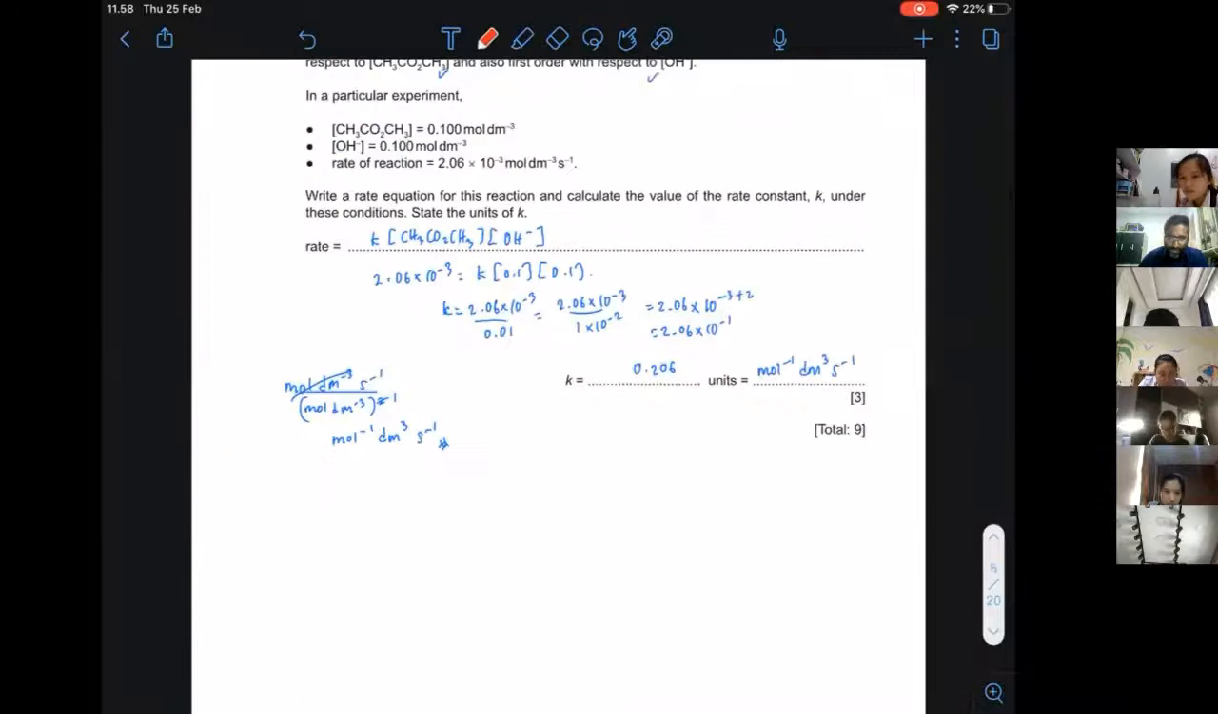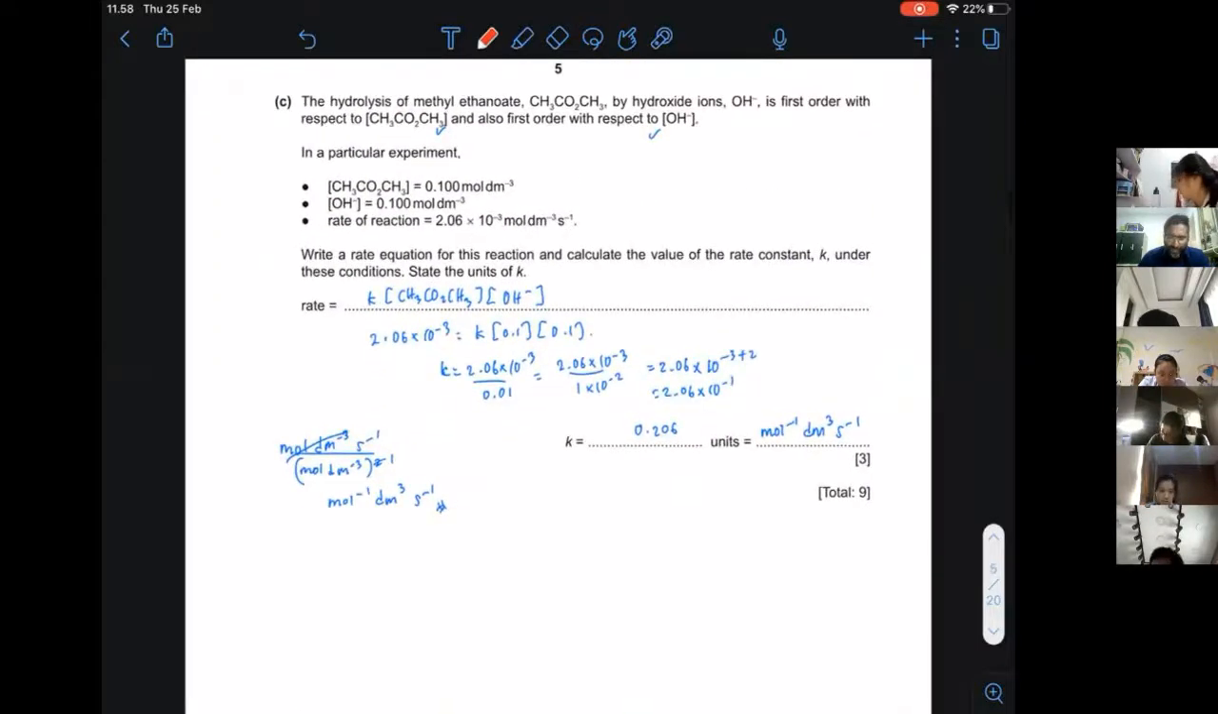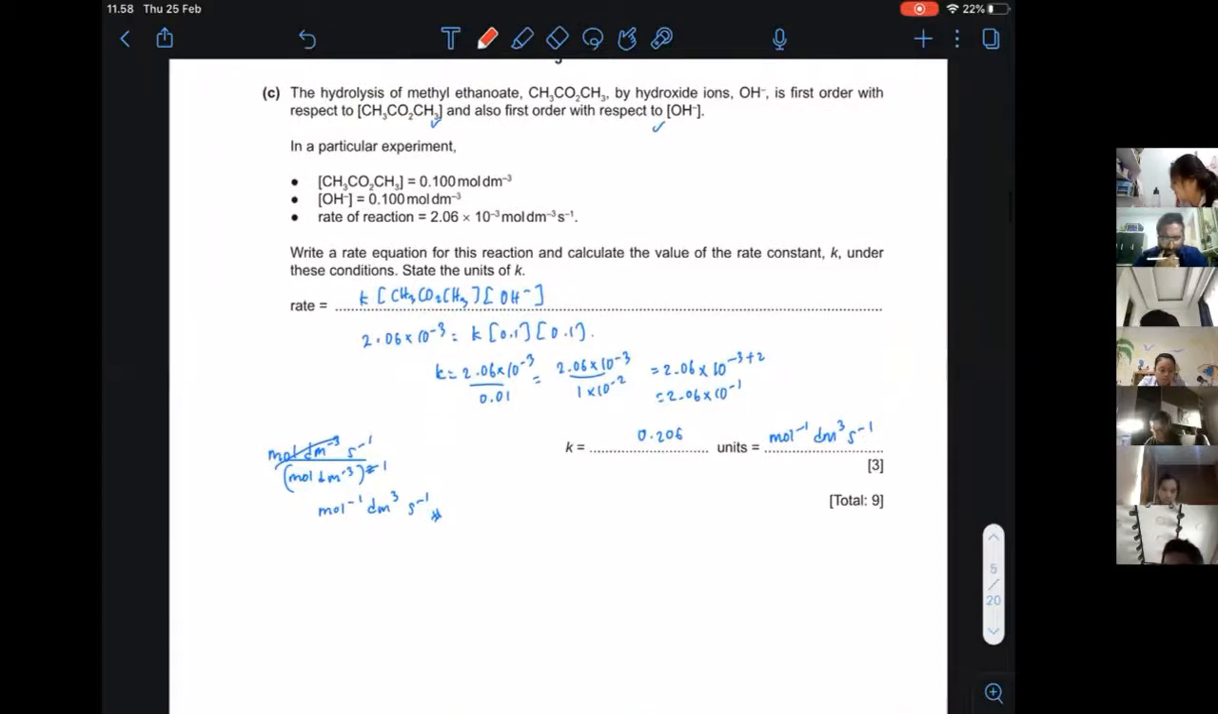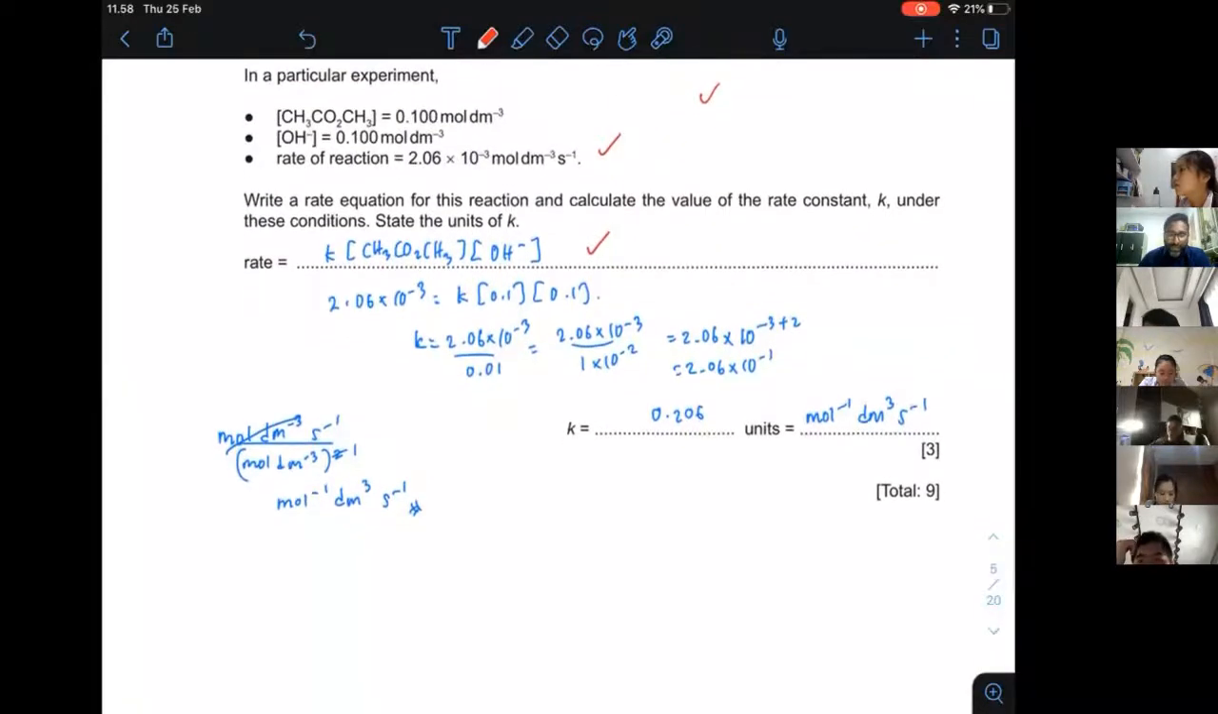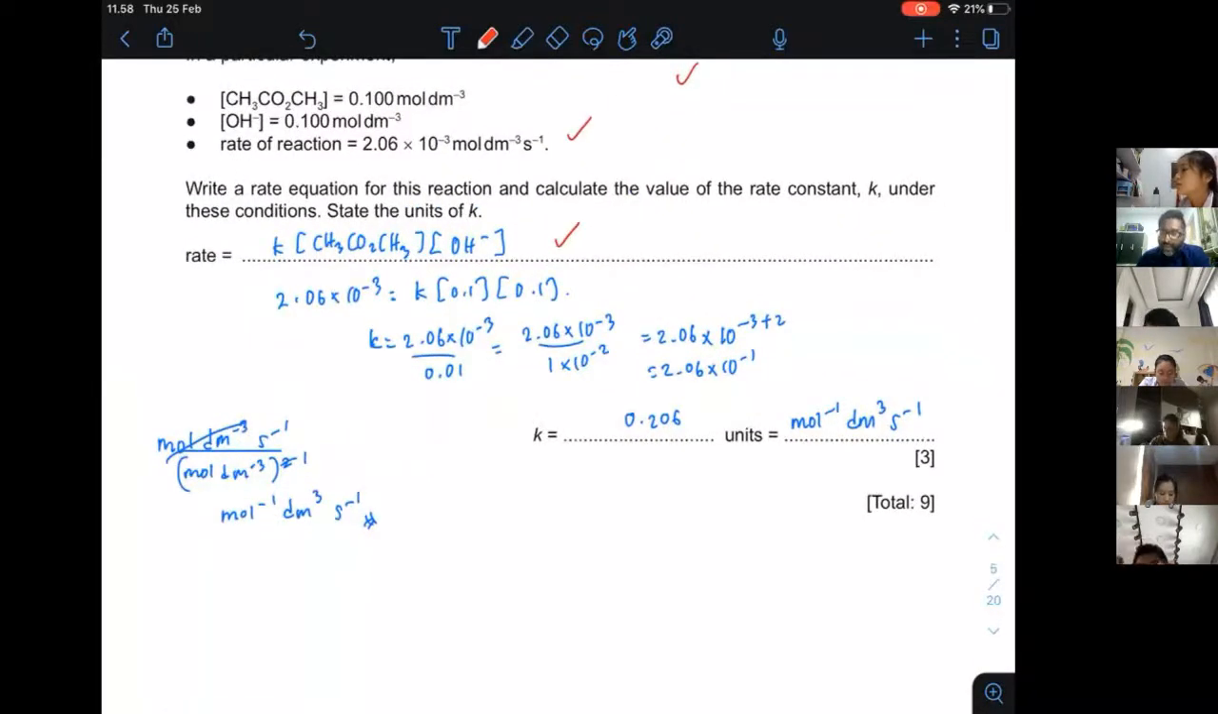Now I will start writing. Here they say the hydrolysis of methyl ethanoate with hydroxide ion is first order, and first order with respect to OH minus also. They are asking for the rate of reaction, so we just put in the rate equation, k CH3CO2CH3 and everything. Then the question is you need to calculate the value of k. You can see my calculation over there and have a look. Anyway, I will see the chat.